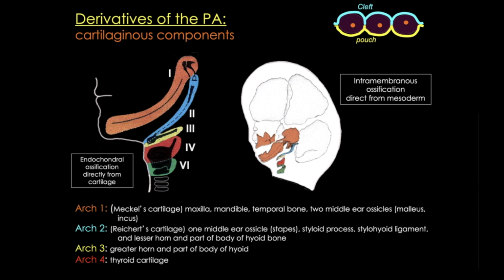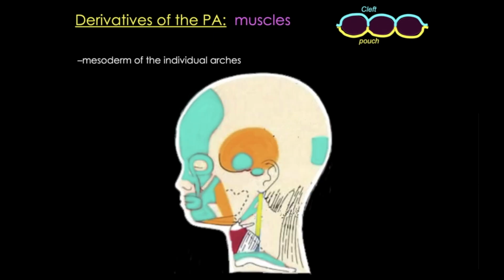Speaking of mesoderm, the mesoderm of the pharyngeal arches makes major contributions to the muscles of the face, as you can see here from this color-coded cartoon. Now normally I would say you don't need to know all of these, but the arch derivatives are boards' favorites. So let's walk through these together.